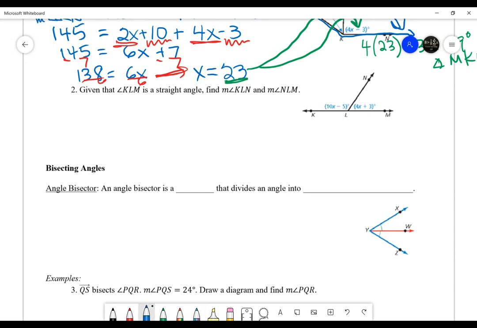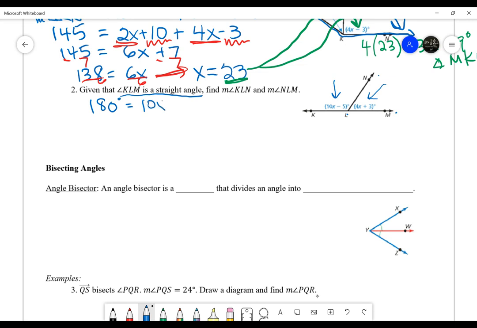Okay, so now I am given that KLM is a straight angle, and that's all it says. If you don't know the definition, you should look it up. But again, we're going to try to find KLN, and we're going to try to find NLM. So definition of a straight angle means that if I add those two together, they equal 180 degrees. So we'll do the same thing.